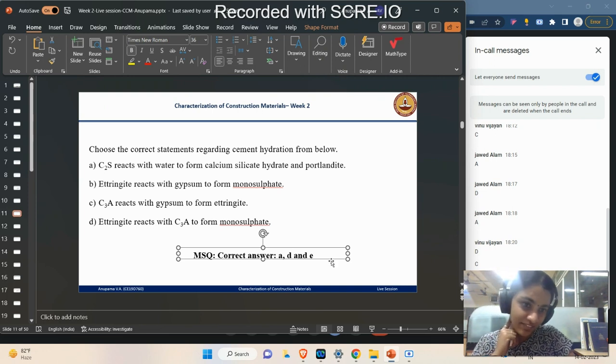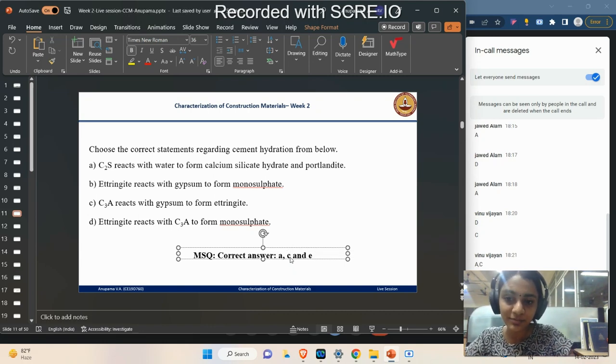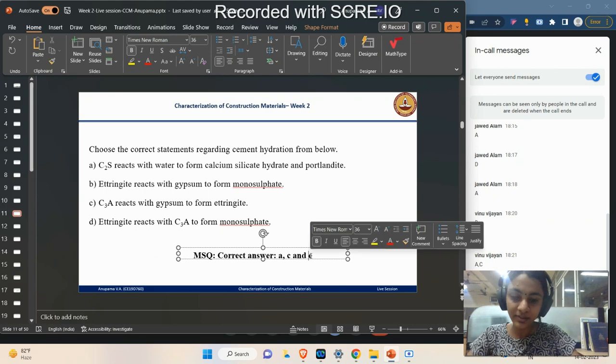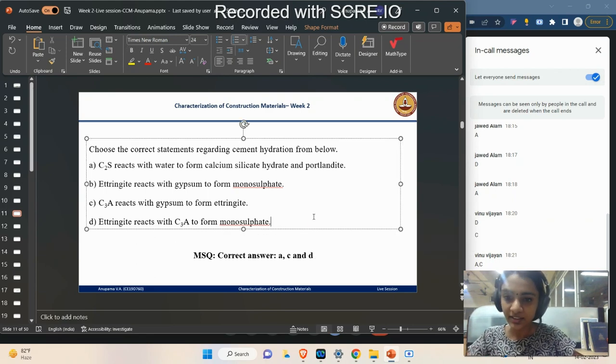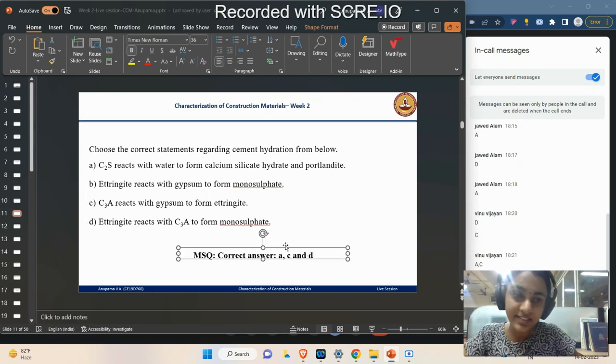So A is anyway correct, because C2S reacts with water to form calcium silicate hydrate and portlandite. The second statement, that ettringite reacts with gypsum to form monosulfate, is a wrong statement. C3A reacts with gypsum to form ettringite is a correct statement, so it is option C. And ettringite reacts with C3A further to form monosulfate, so that is also a correct option. So the correct answers are A, C, and D.